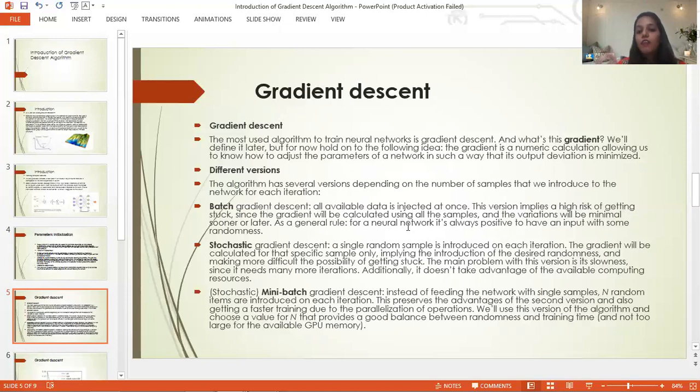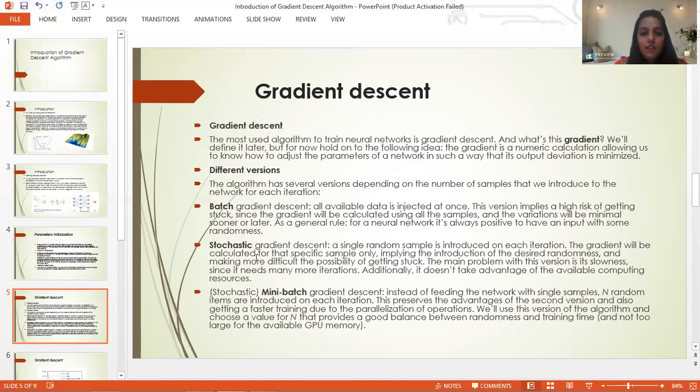The gradient will be calculated using all the samples, variations will be minimal, later or sooner, right? So general rule for a neural network, it is always positive, because if it goes negative, then of course performance is shattered, right? Performance goes negative. Okay, so input with some randomness, right? So the batch gradient algorithm takes longer time, because it has to get the average of all the training samples as a gradient, and it has to calculate again and again and again. So this one is not a great approach.